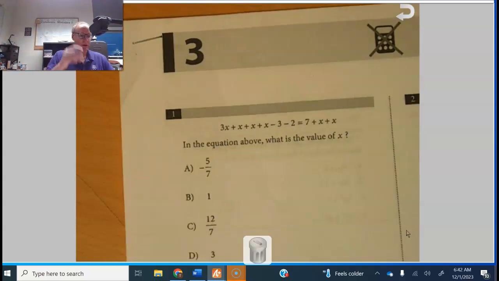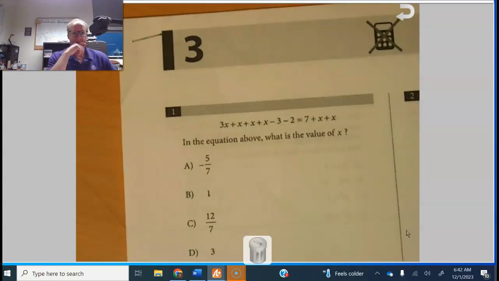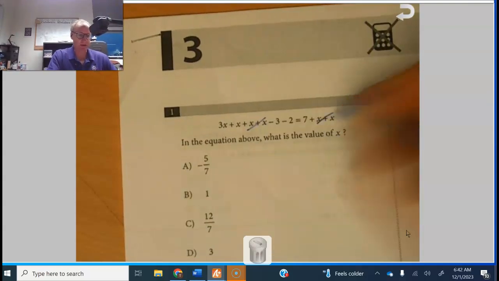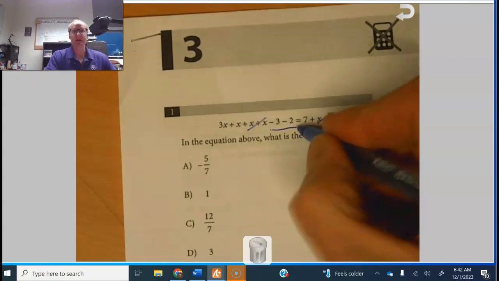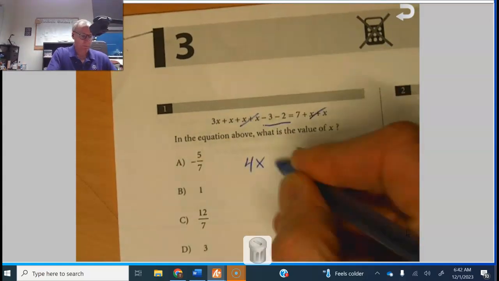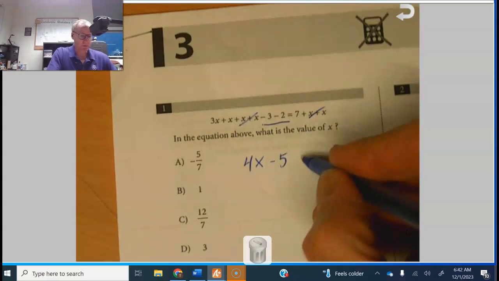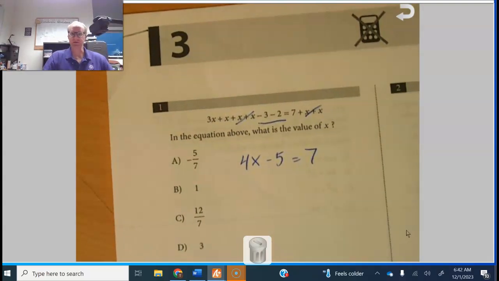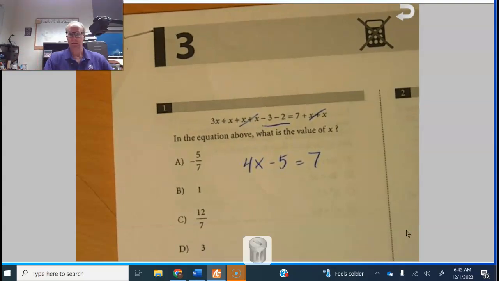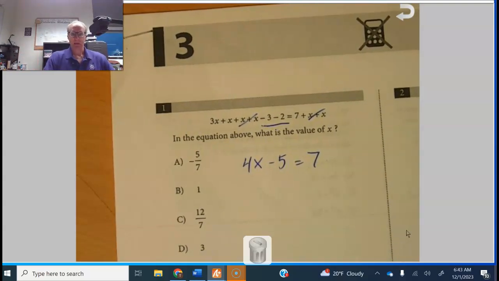So what I'm going to do is look at this equation, and I'm going to subtract 2x from both sides, and simplify the negative 3 and the negative 2, and I'm going to get 4x minus 5 is equal to 7. I'm going to guess that most of you can solve that in two steps in your head, bang, done, and move on. If you need to see it, here it is.